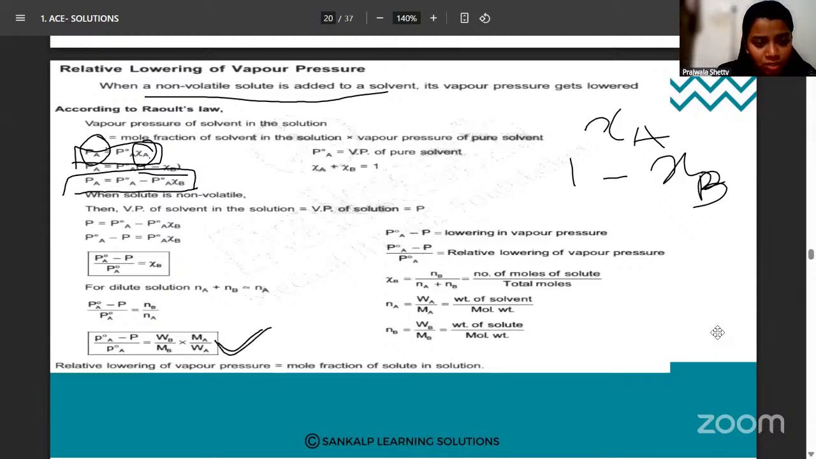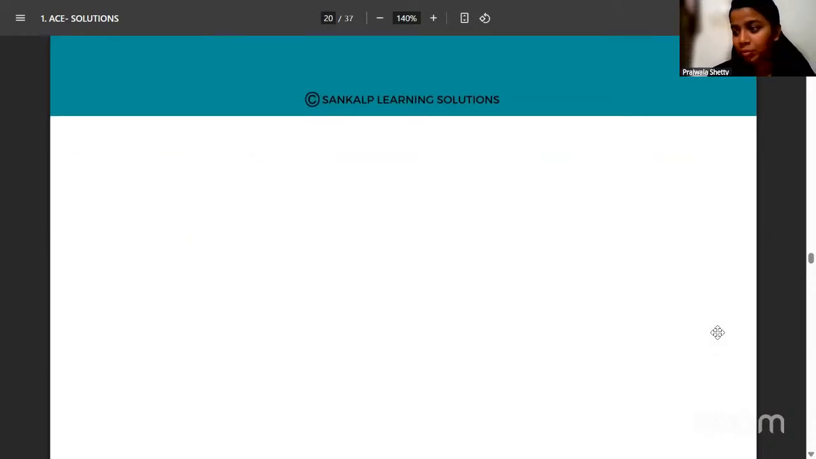This formula is important in this part, that is relative lowering of vapor pressure. P naught A minus P divided by P naught A is equal to WB by MB. Wait, in terms of 1 and 2 you study, that will be easier. I'll give you that equation right now. So before moving to that, I would like to explain what these terms are in the next videos. These terms will be explained further. So as of now, I'll give you the equation which you have to remember.